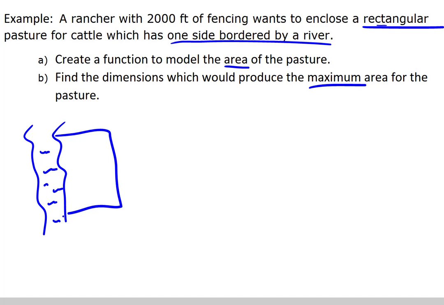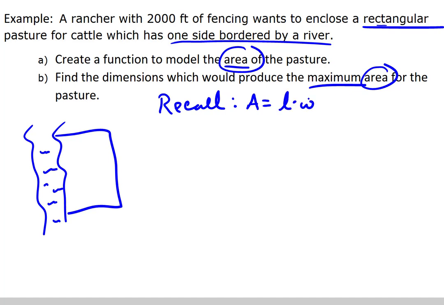Now, we don't have any actual labels on this yet. We're going to throw those in here. All we have to be careful of is to make sure we can use whatever we label this thing with to make an equation. Now, if we want to maximize area, and actually that's what the first part asks us to model, that's what we're looking for an equation of. Now, the shape that we're working with here being a rectangle will have us recall that for the area of a rectangle, it's simply length times width, or sometimes seen as base times height. But that's all we know and need to know for the area of a rectangle.